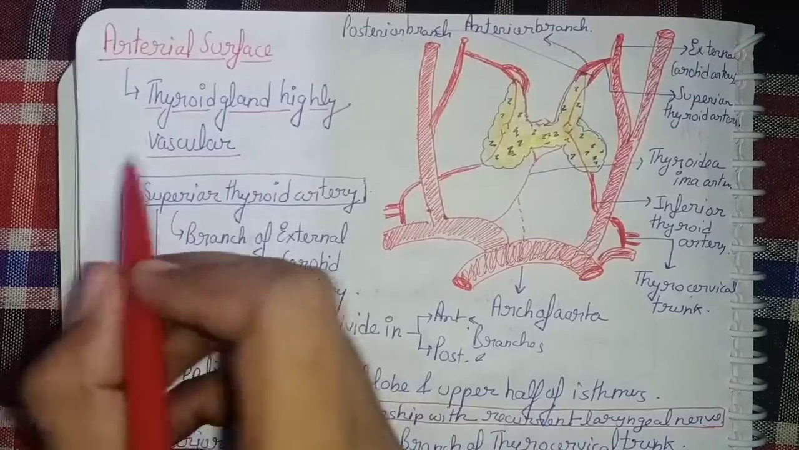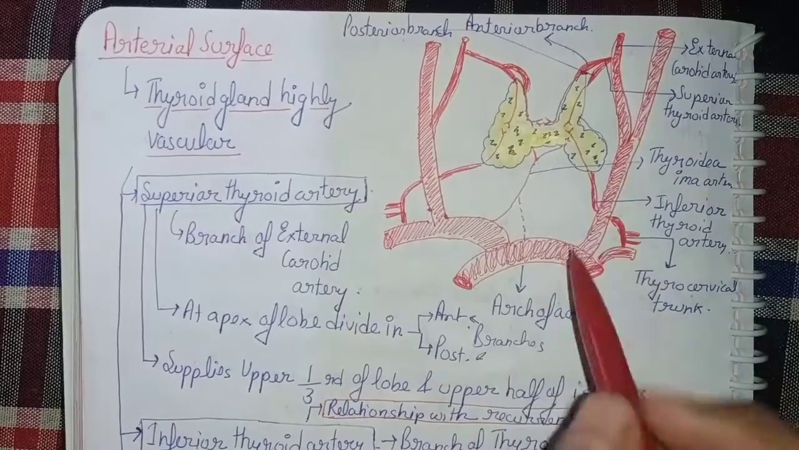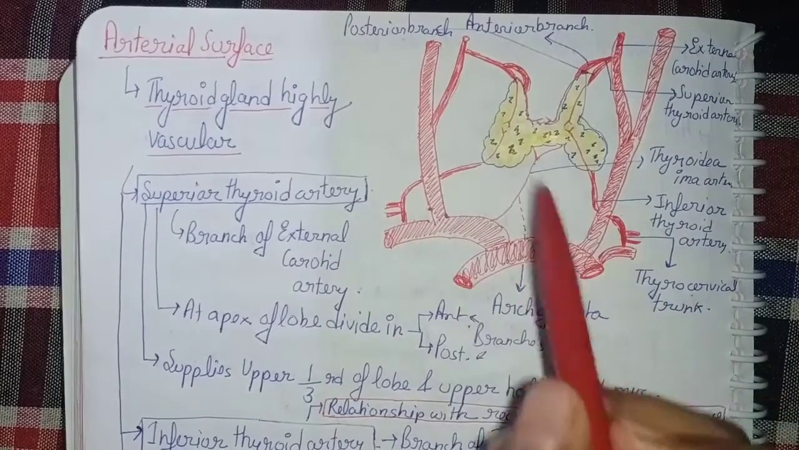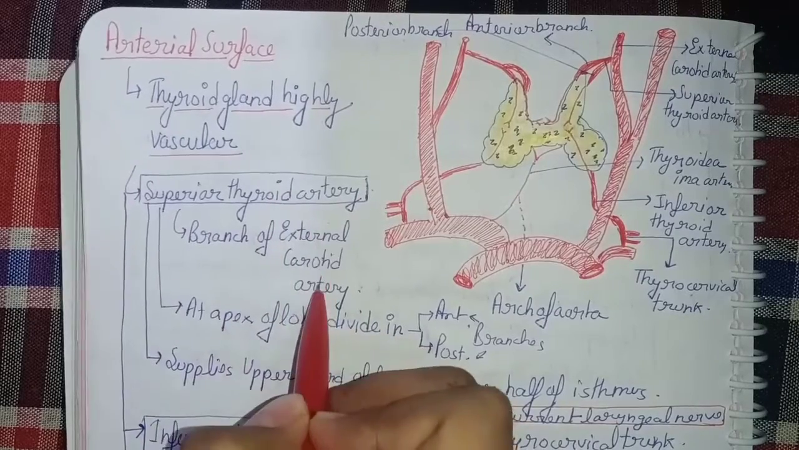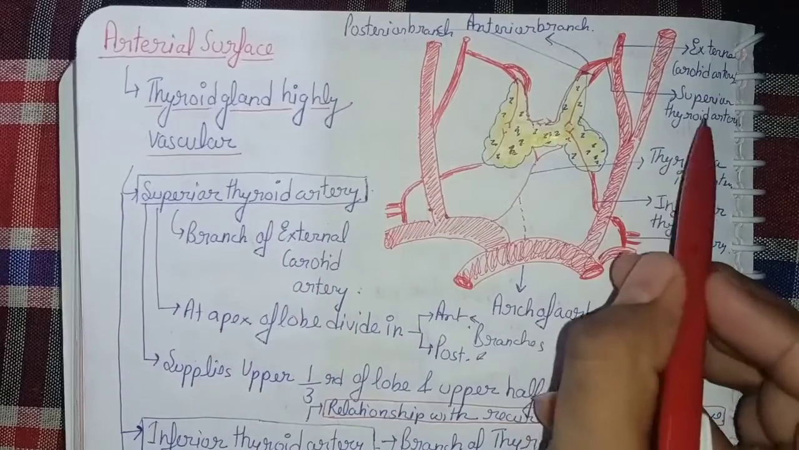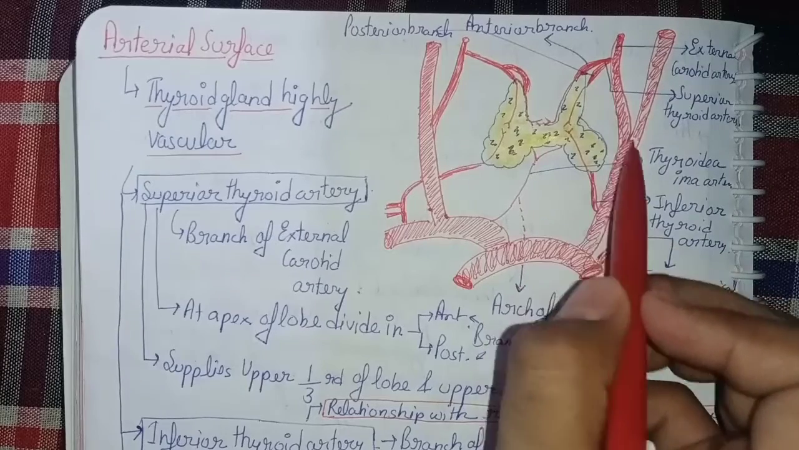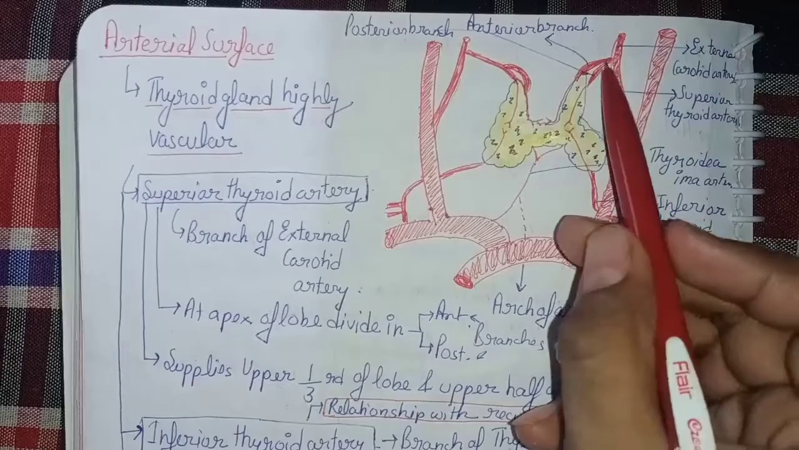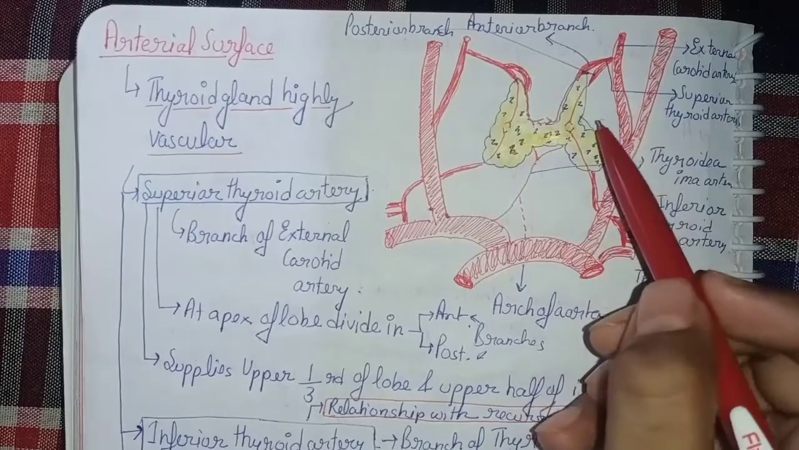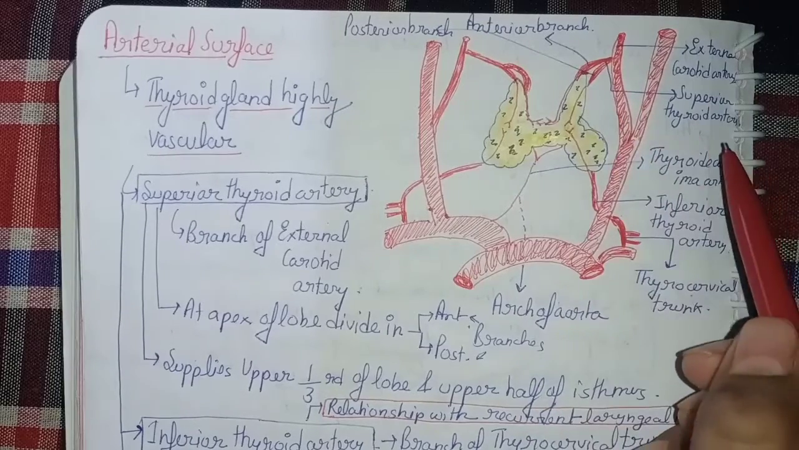Now coming to the arterial supply of the thyroid gland, as you can see in the diagram, this is the thyroid gland and this is the arterial supply. Basically, the thyroid is supplied by the superior thyroid artery, which is a branch of the external carotid artery. As you can see in the diagram, there is the superior thyroid artery. It is a branch of the external carotid artery. At the apex, it divides into anterior and posterior branches. It supplies the upper one third of the lobe and the upper half of the isthmus.